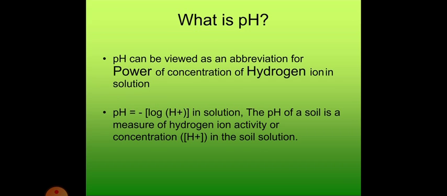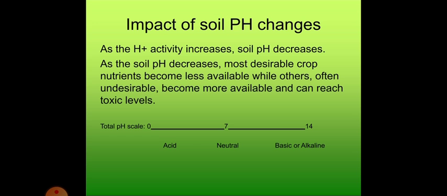So here we will understand what is pH. pH can be viewed as an abbreviation for power of concentration of hydrogen ion in solution. pH is equal to minus log H plus in solution. The pH of a soil is a measure of hydrogen ion activity or concentration, H plus, in the soil solution.